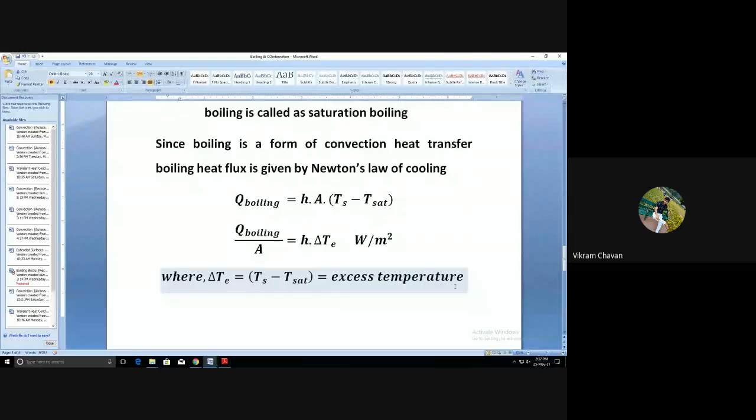Then Q boiling divided by area, that is heat flux. Heat transfer rate per unit area is nothing but heat flux. Q boiling divided by area is equal to H multiplied by delta T suffix E, where delta T suffix E is equal to Ts minus T saturation, which is equal to excess temperature.